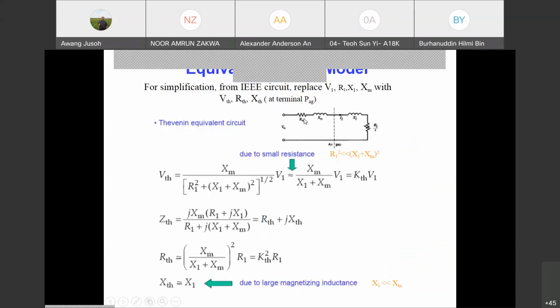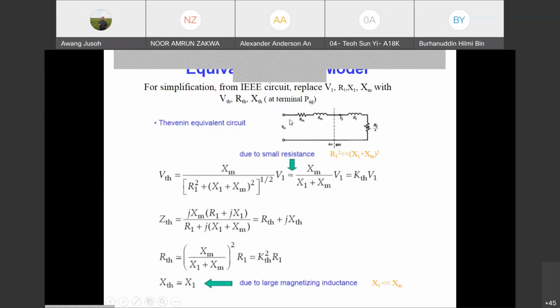We get I2, the rotor current. Once you get the rotor current, we can find the power PAG, you can find PM, everything. You can find the power and you can find the torque. That's what you can calculate from this Thevenin circuit. But unfortunately, it cannot give you the stator current. Because you don't have the stator current, you can't calculate the efficiency.